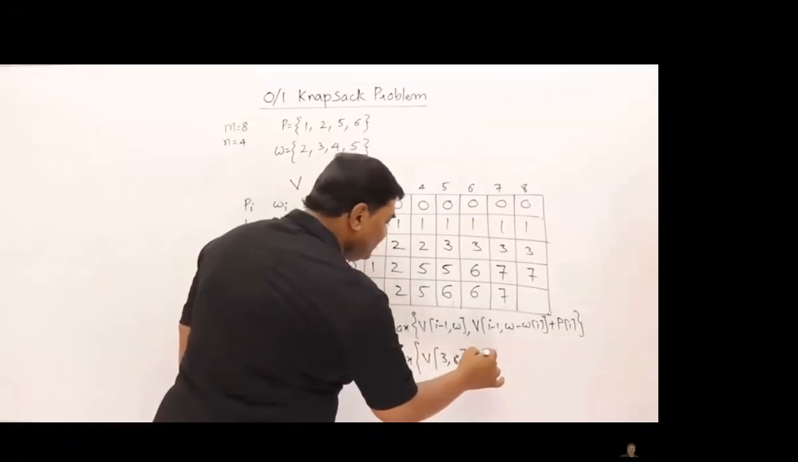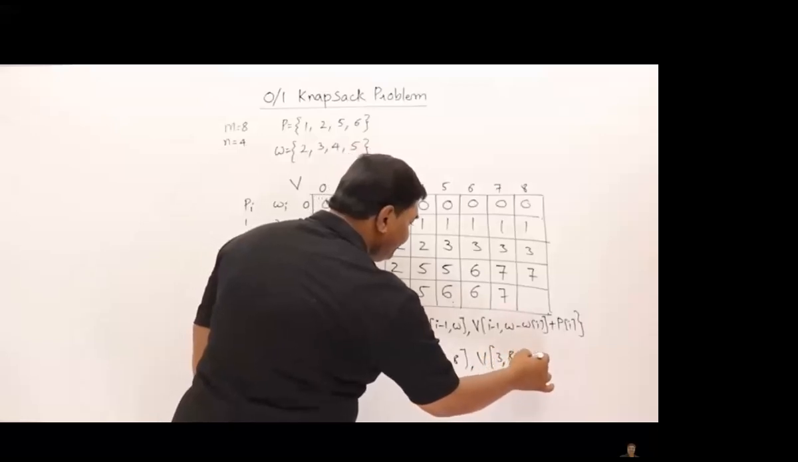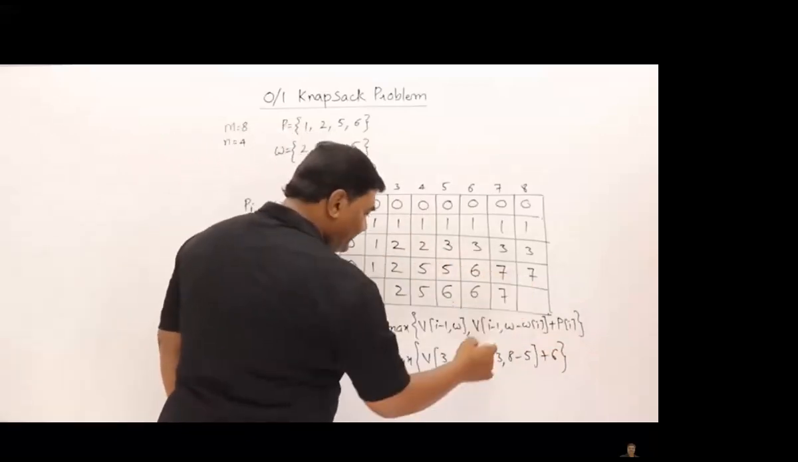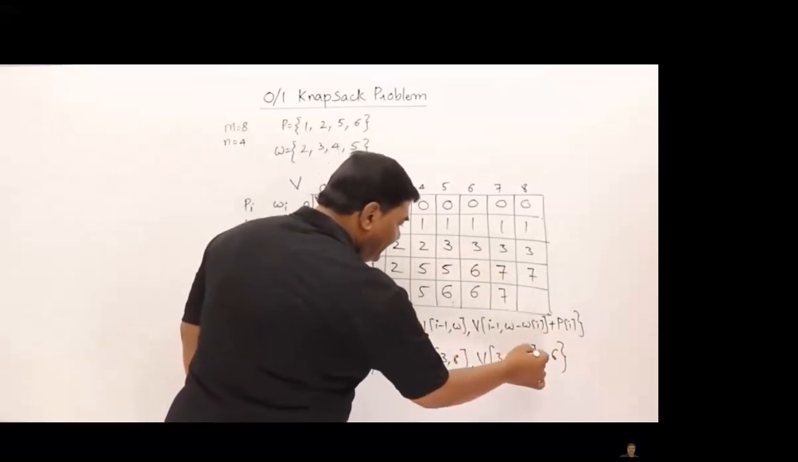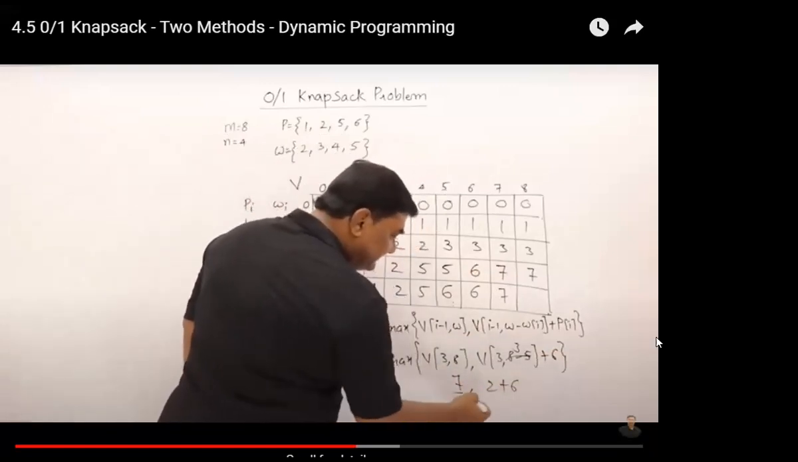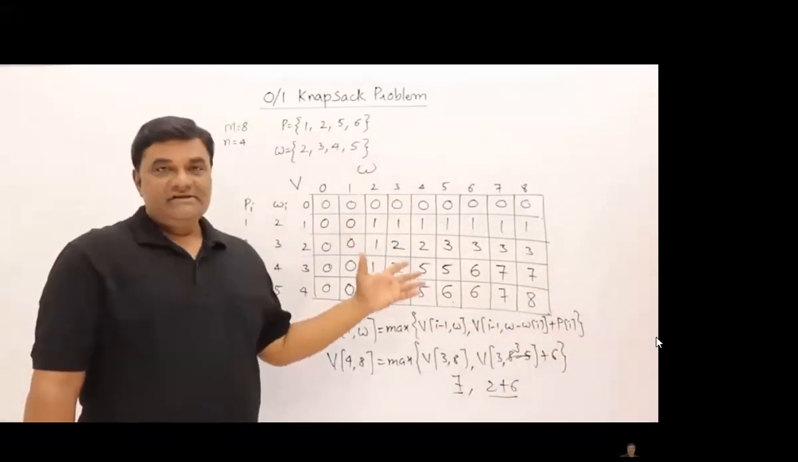3 comma 8 comma V of 3 comma weight is 8 minus the weight of an object is 5 plus profit is 6. 3 comma 8 how much? 3 comma 8 is 7 comma V of 3 comma 8 minus 5 is 3. 3 comma 3 how much? 2. So this is 2 plus 6. So how much is this? This is 7 and this is 8. So answer is 8. So this is how the table is filled.